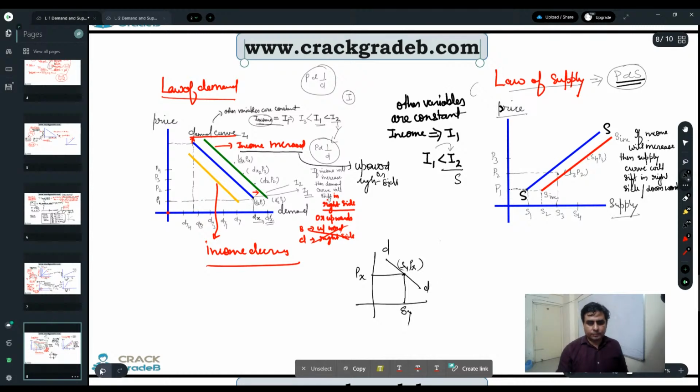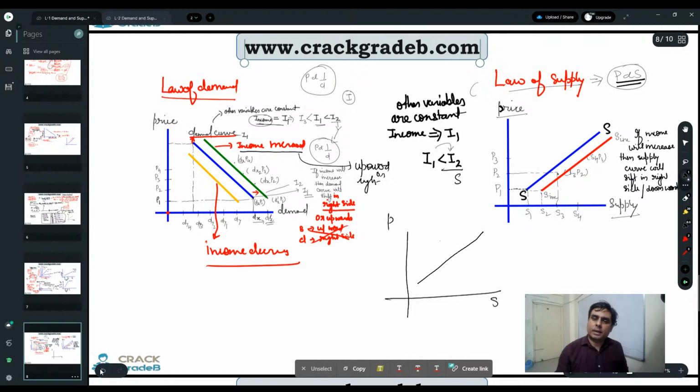If it is a supply curve, then we know that the supply curve will go in this manner. And just consider this point on the curve. Here the price is Px and supply is S1, right? So it is the S1 Px point, and income is increased. People's capacity to purchase is also going to increase. That means supply will also increase.